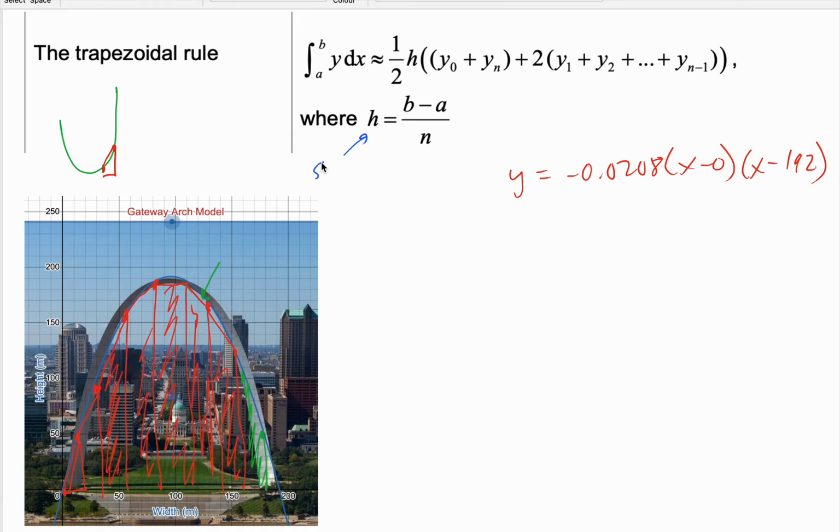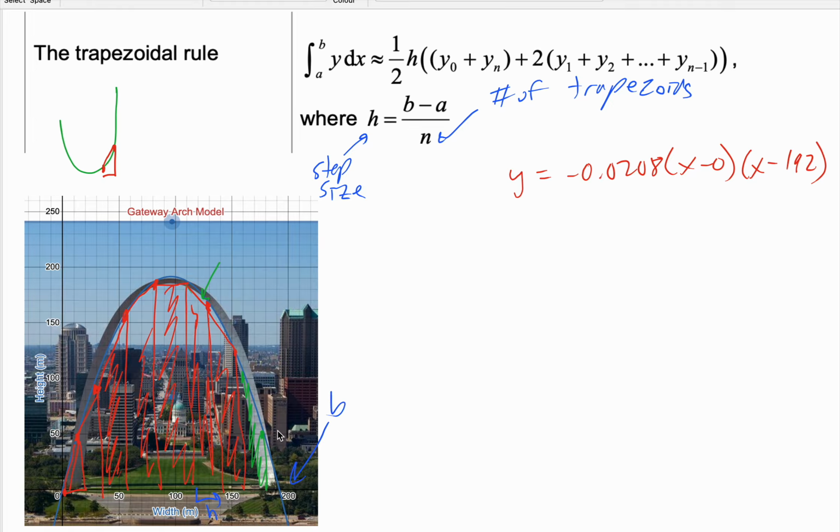Here is the step size. We call it step size sometimes, but it's literally the width of each trapezoid, h. So you have to choose an n. That's the number of trapezoids we're using to estimate the area. I'm going to choose just n equals 10 maybe.